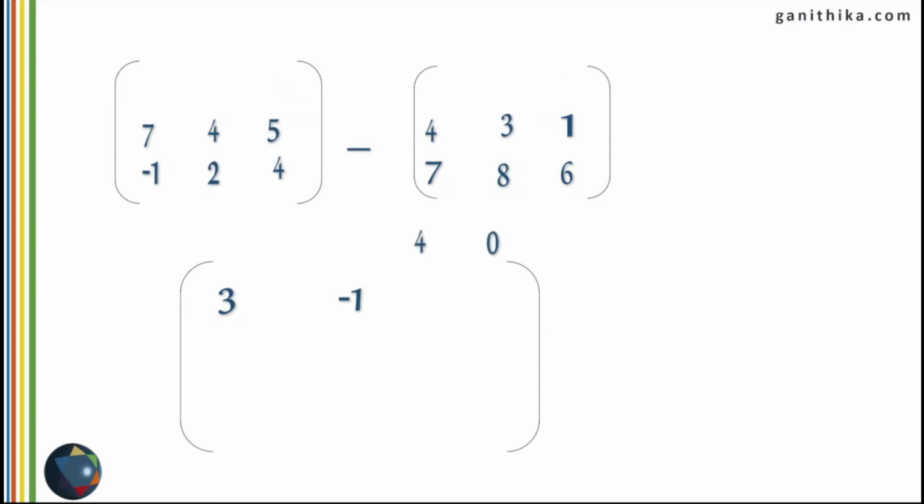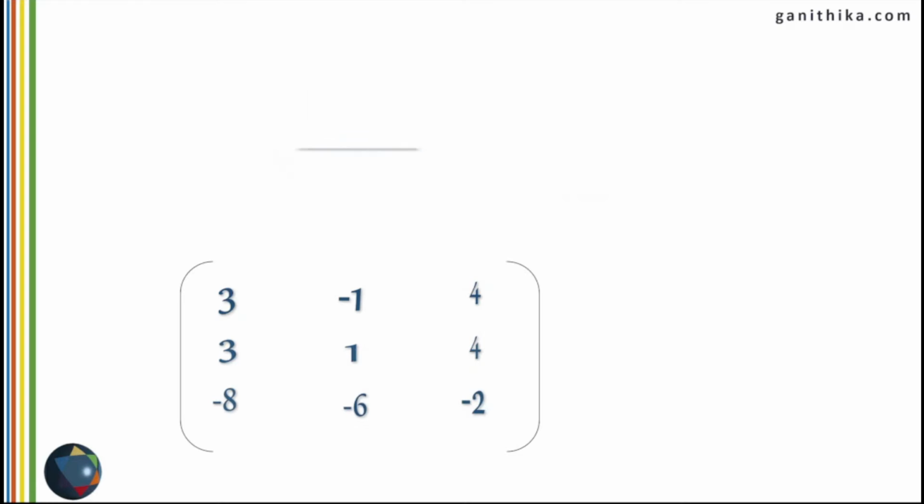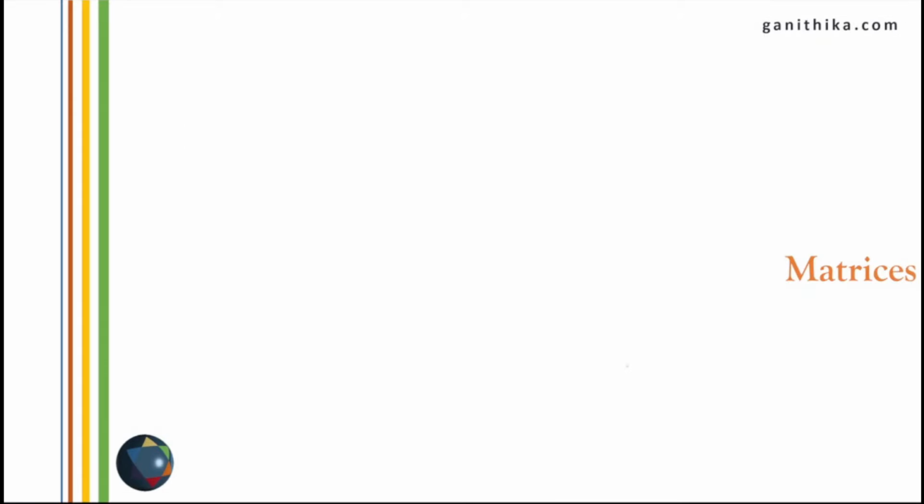4 minus 0 will be placed in first row, third column position. 7 minus 4 is 3, 4 minus 3 is 1, 5 minus 1 is 4 in their corresponding places. Minus 1 minus 7 is minus 8, 2 minus 8 is minus 6 and 4 minus 6 is minus 2, and this is your final matrix.